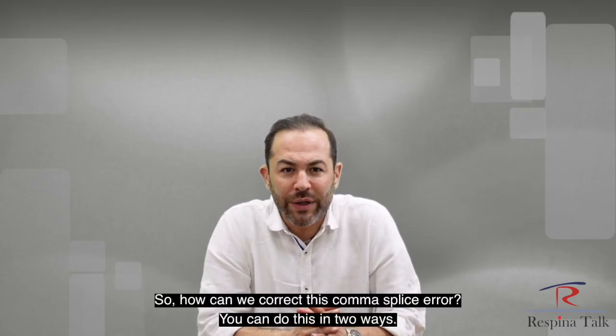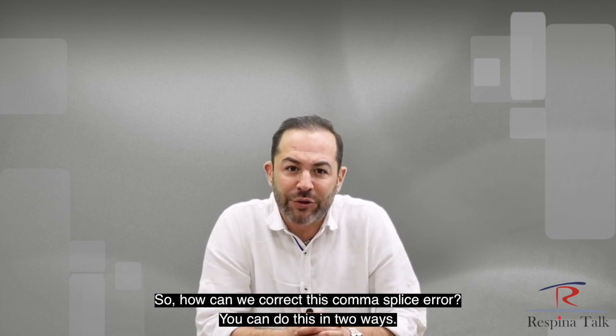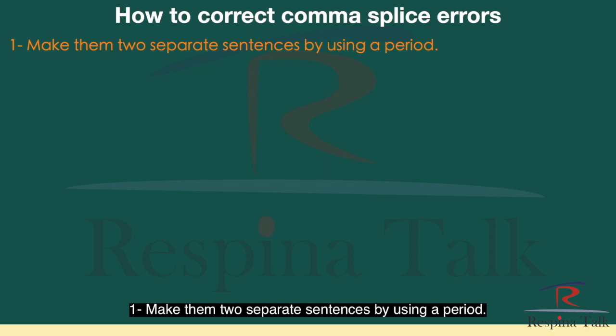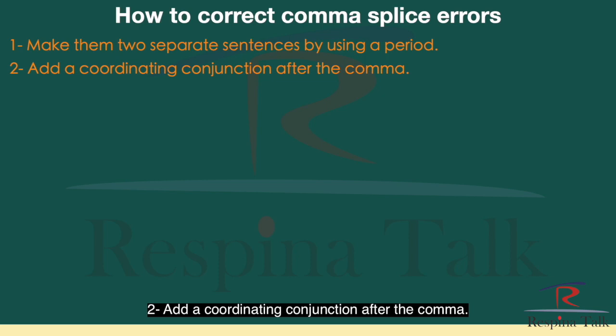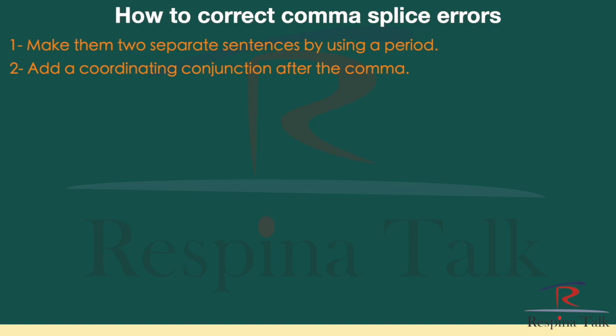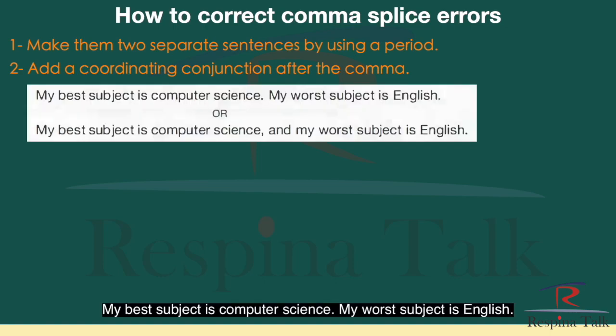So how can we correct this comma splice error? You can do this in two ways. One, make them two separate sentences by using a period. Two, add a coordinating conjunction after the comma. For example, my best subject is computer science. My worst subject is English. Or, my best subject is computer science, and my worst subject is English.